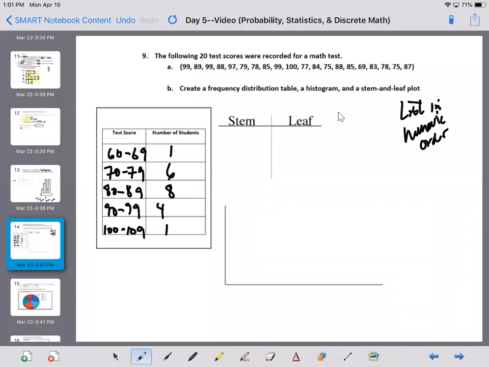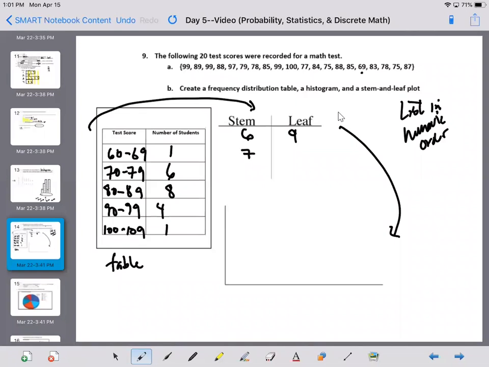Since we have a table, we could go to a stem and leaf, and then we'll go to the histogram. So if the stem is 6, representing the 60s, there's 1, and it's 69. There was one value, and it was 69. And then using the stem of the 70s, 70 to 79, there's 6 of them.